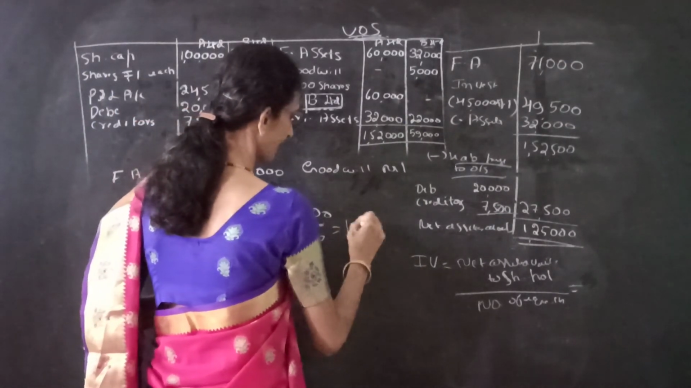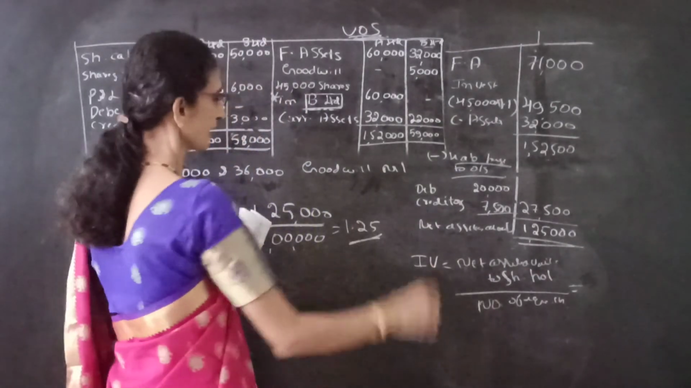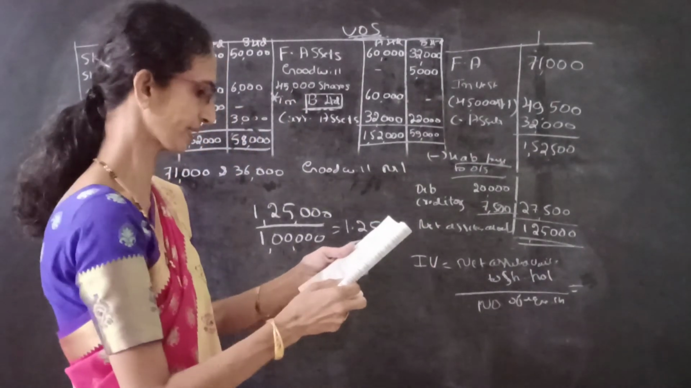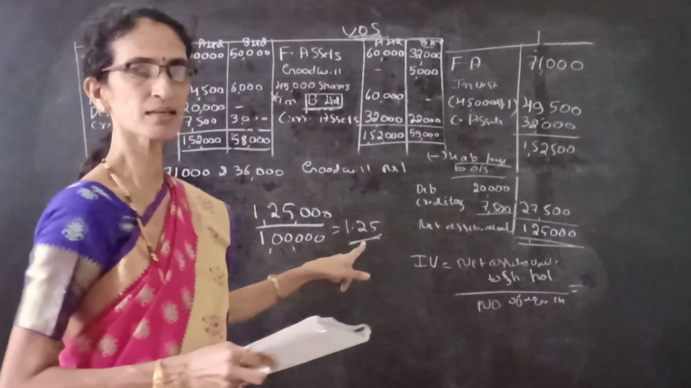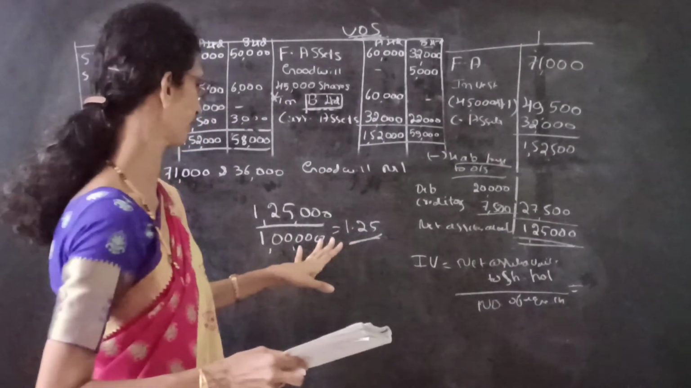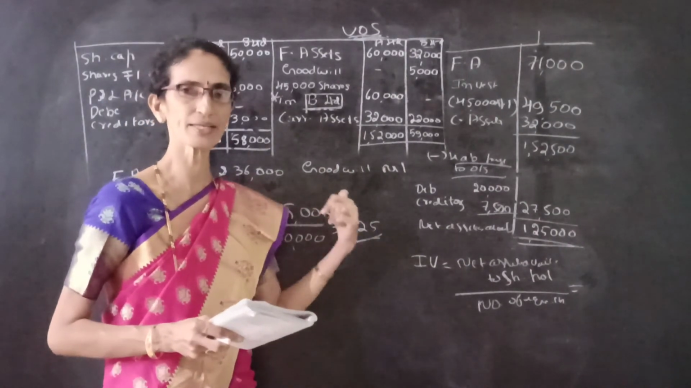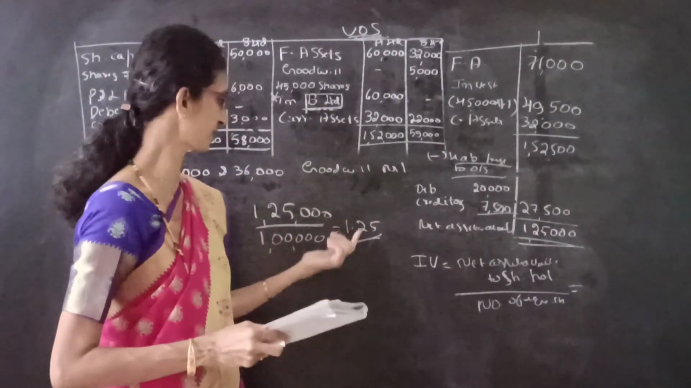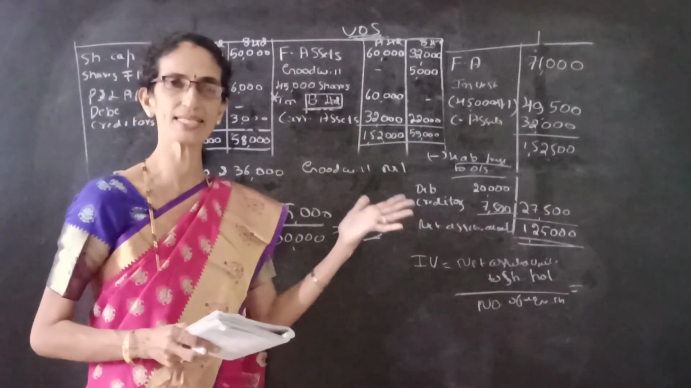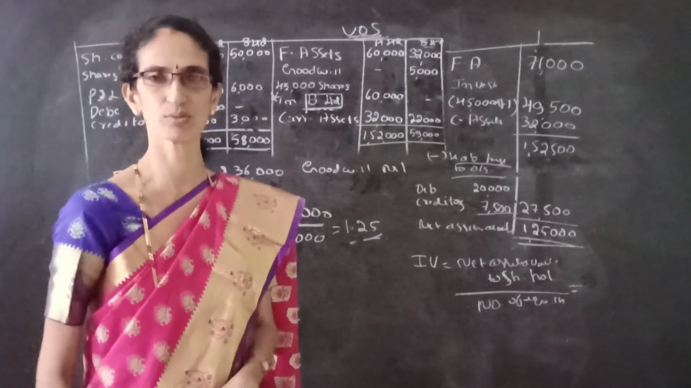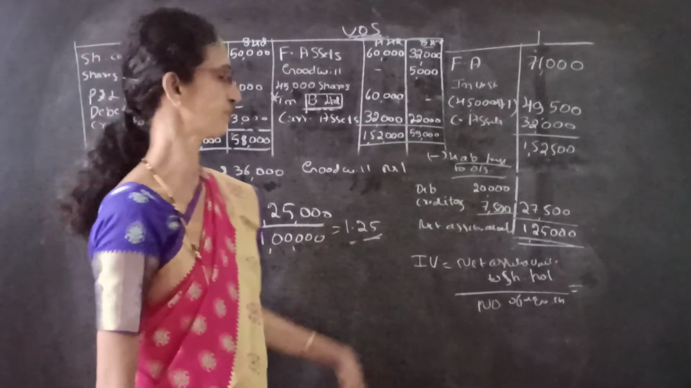So here the intrinsic value of share of A Limited is 1.25, that is, 1 rupee 25 paisa. So this is the intrinsic value of A Limited, 1.25. B Limited is already calculated, it is 1.1. So this problem is over.